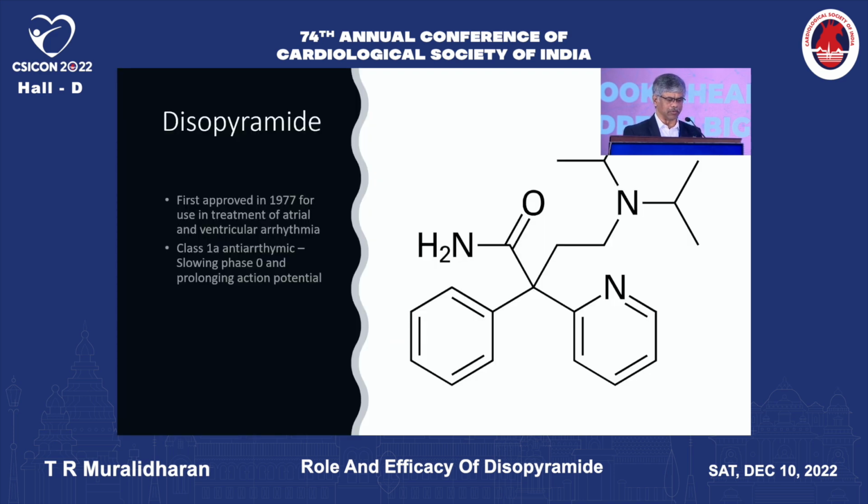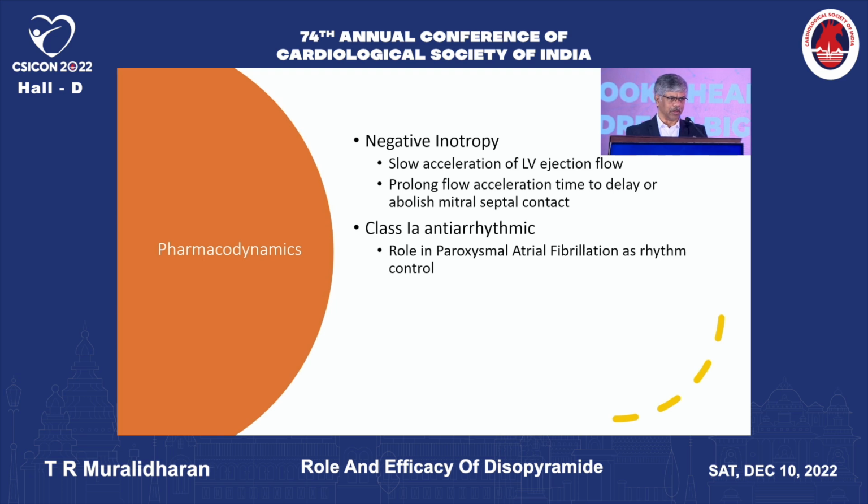The drug was first approved in 1977 for the treatment of atrial and ventricular arrhythmias. It's a class 1A antiarrhythmic agent, typically affecting the sodium channel, slowing phase 0 and prolonging the action potential. But what is interesting for a hypertrophic cardiomyopathy patient is the ability to be a negative inotropic agent. So it slows the acceleration of the LV ejection flow, prolongs the flow acceleration time, or delays or abolishes the mitral and septal contact. The antiarrhythmic efficacy is not the main one, but it does have a role in preventing paroxysmal atrial fibrillation, rarely as a rhythm control.